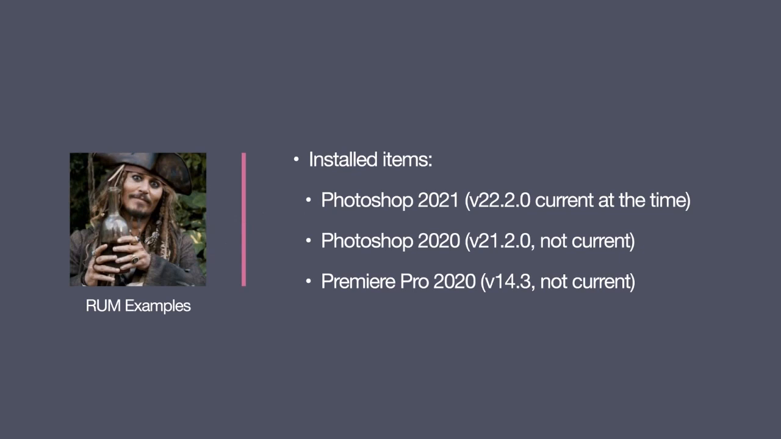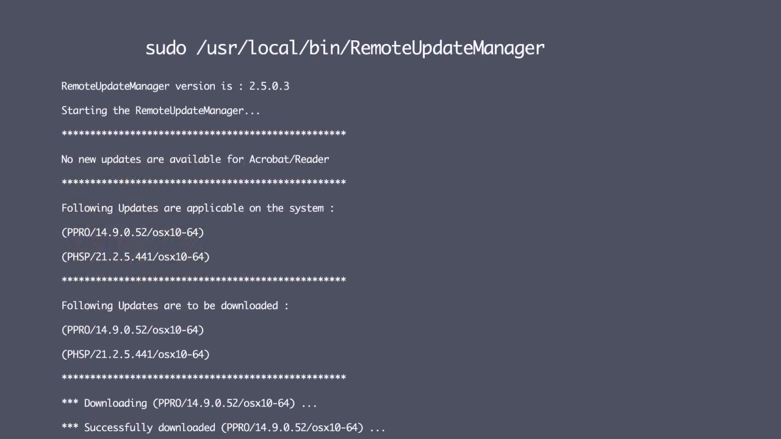So about some examples. For this, I built it out of a VM and I had the latest version of Adobe Photoshop 2021 at the time. I had an older version of Photoshop 2020 and an older version of Premiere Pro 2020. For our first example, I'm just going to run the run command with no additional options or actions.